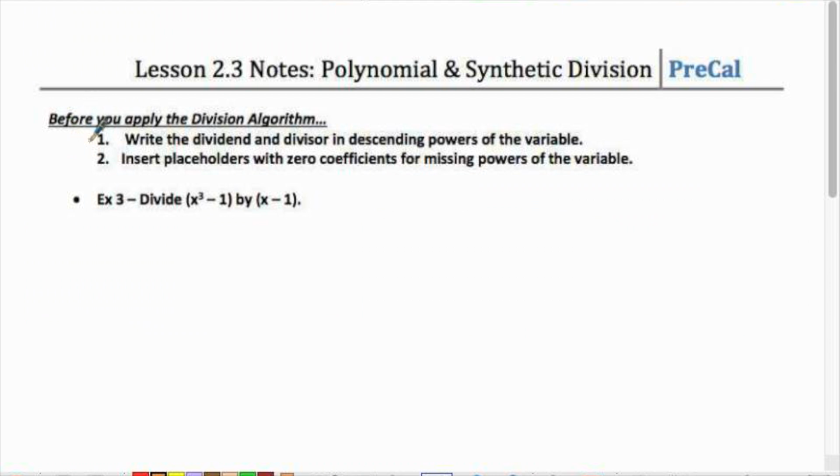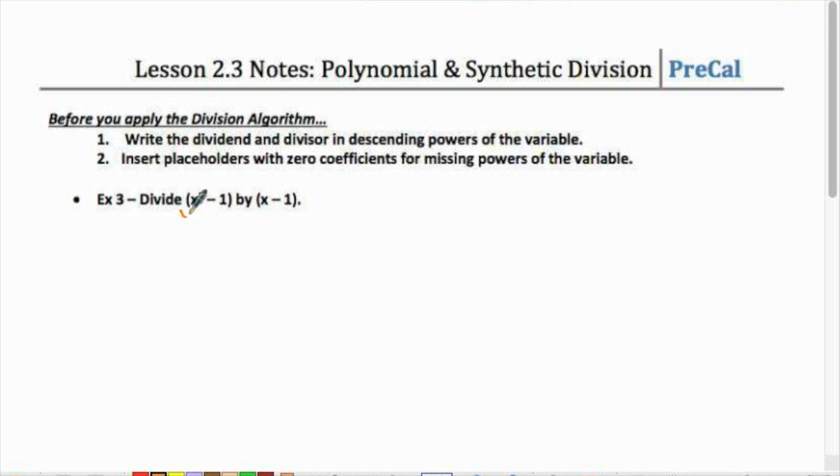All right, let's keep working with a little bit more long division. So it says on here before you apply the division algorithm, which is basically what we just got through talking about, the divisor and the quotient being multiplied together, you add the remainder and it's going to equal the dividend. So you do need to make sure you write the dividend and the divisor in descending powers of the variable. And you need to insert placeholders with 0 coefficients for missing powers of the variable. So that's what I was telling you earlier. Both the dividend and the divisor need to be in descending and consecutive powers in order.